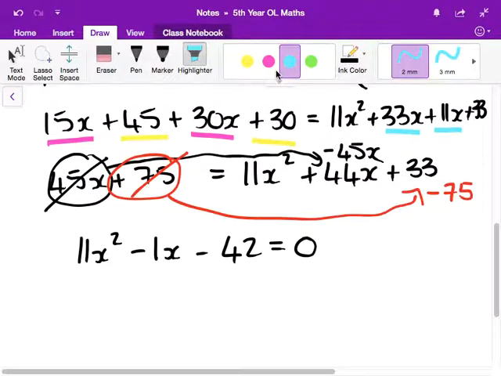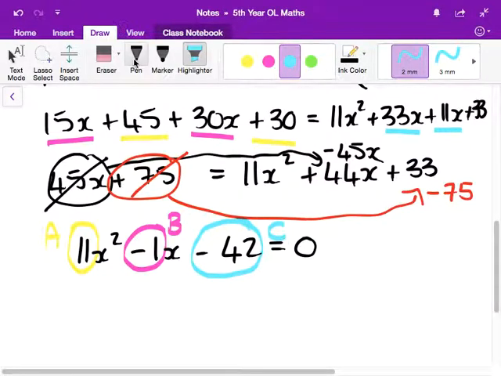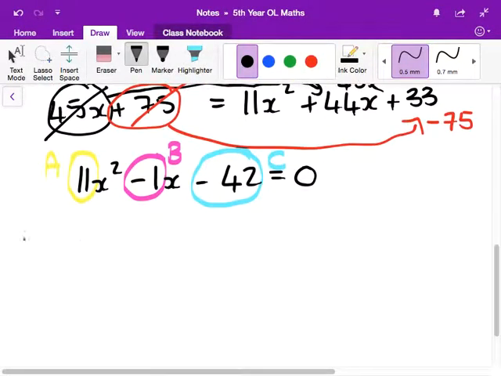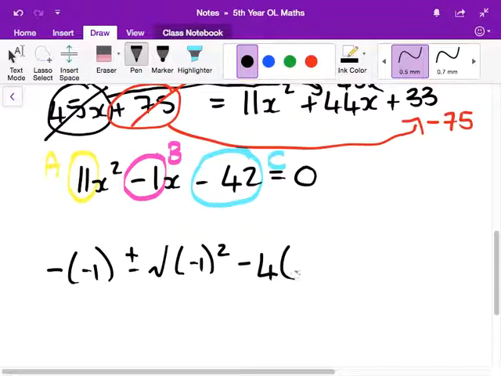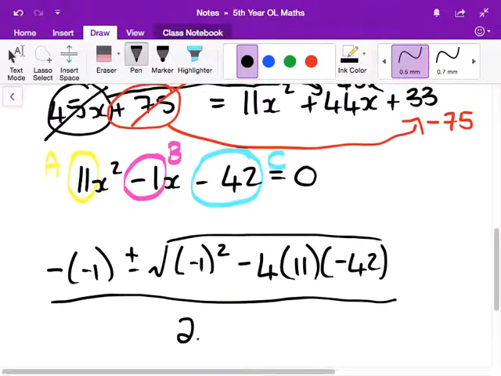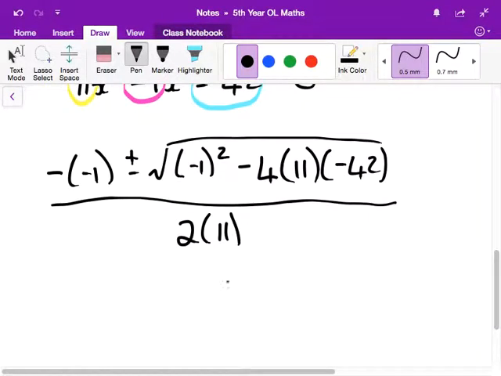So now you can pick out your ABC. So 11 is your A, minus 1 is your B, and your minus 42 is your C. Put it into the minus B formula, so it's minus minus 1 plus or minus the square root of minus 1 squared, minus 4, A is 11 and C is minus 42, and that's all over 2 times A, and A is 11.